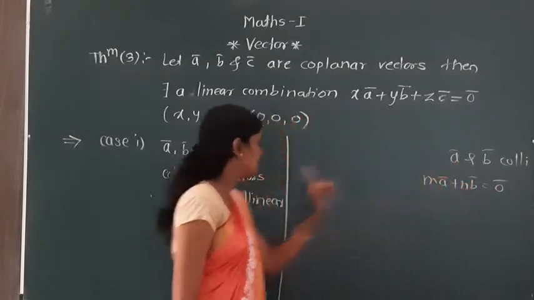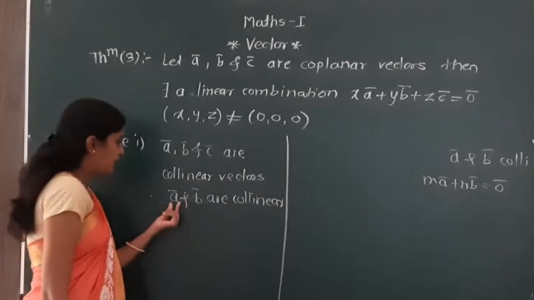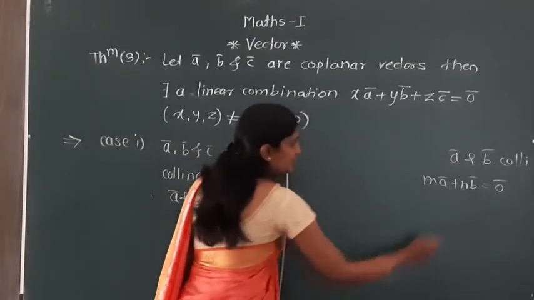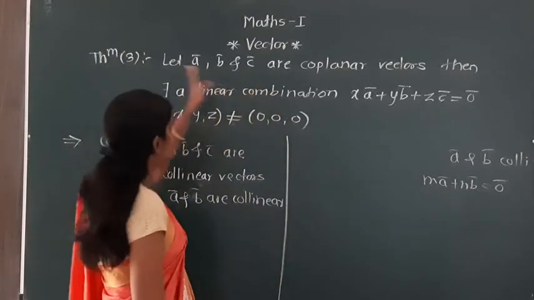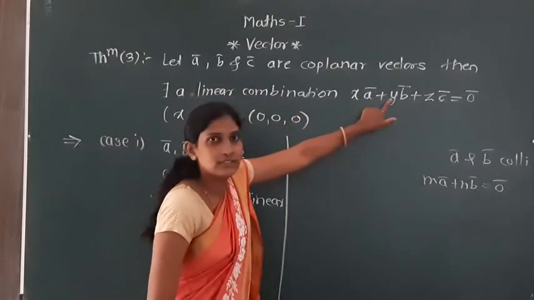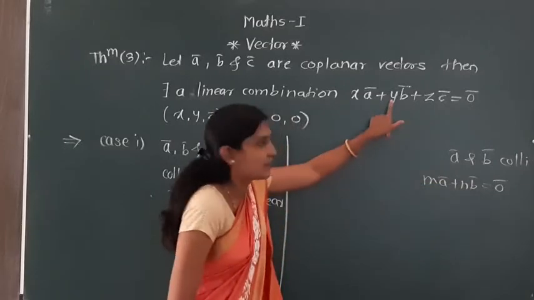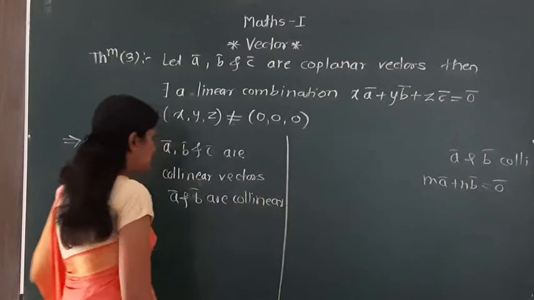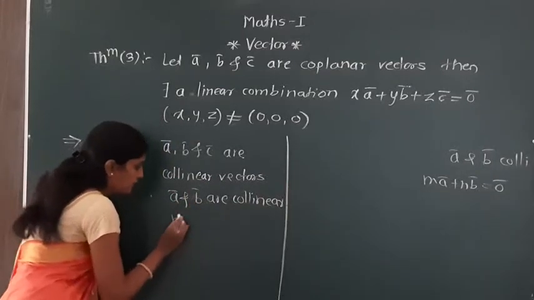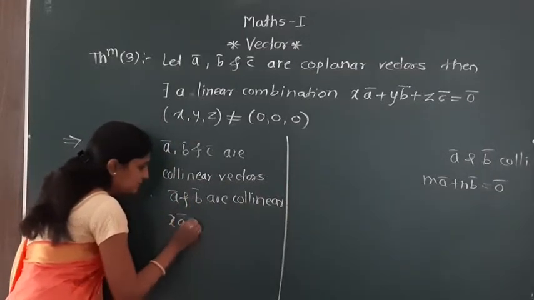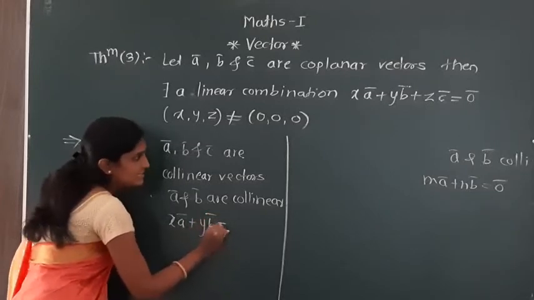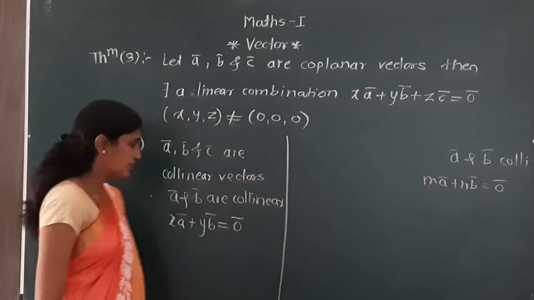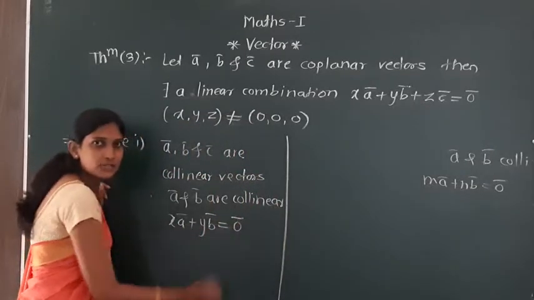We use this theorem here. If a bar and b bar are collinear, then there exist two scalars m and n. But in the statement there are scalars x and y for a bar and b bar, so we use x and y here, not m and n. So using this theorem we have x a bar plus y b bar is equal to 0 bar.